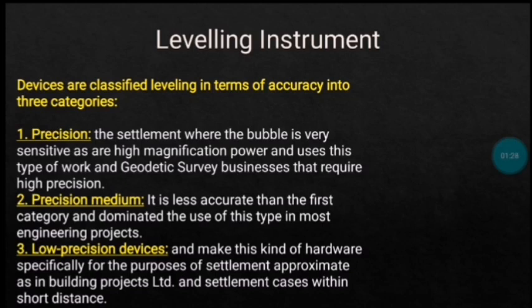First is precision. The bubble is very sensitive and has high magnification power, and this type is used in geodetic survey work that requires high precision. Next is medium precision. It is less accurate than the first category and is used in most engineering projects. Third, low precision devices, made specifically for approximate settlement work such as in building projects and cases within a short distance.